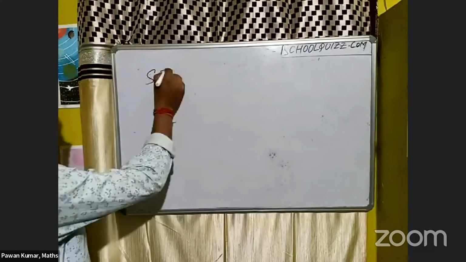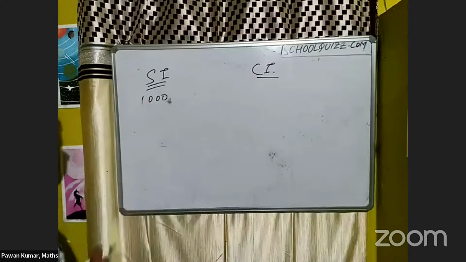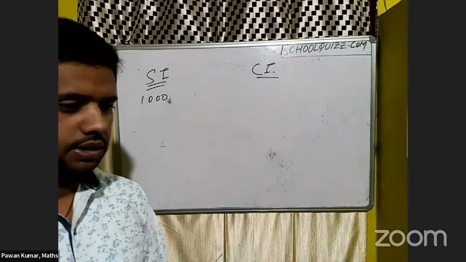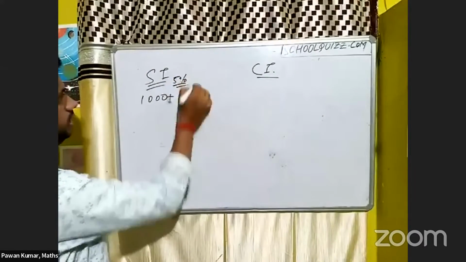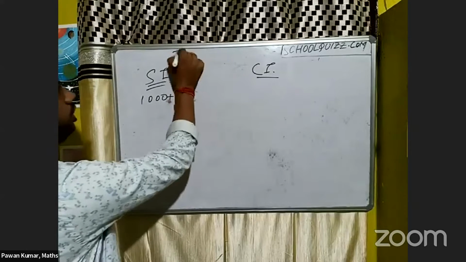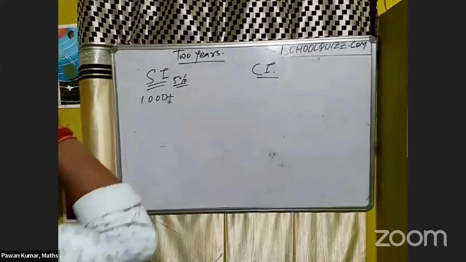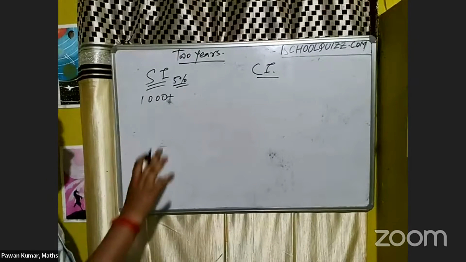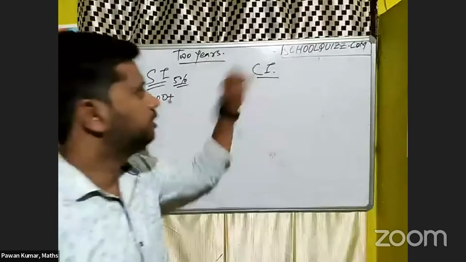So, SI means simple interest. What is the difference between CI and SI? Simply, suppose I am borrowing 1,000 rupees from some people, and they ask me for 5% interest, for both CI and SI. I keep it for 2 years. Understand? Suppose my two friends are there, one who kept it for SI and another one who kept it for CI.